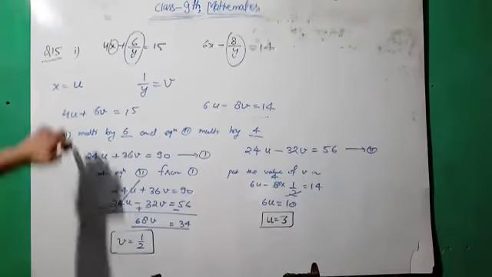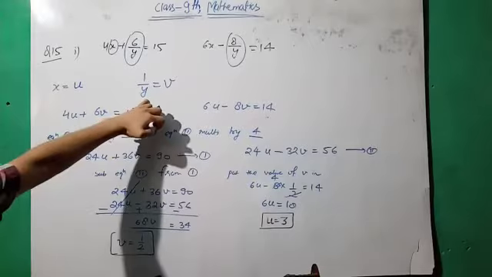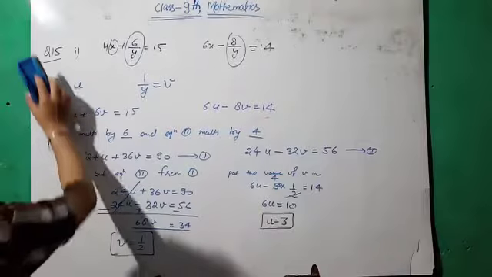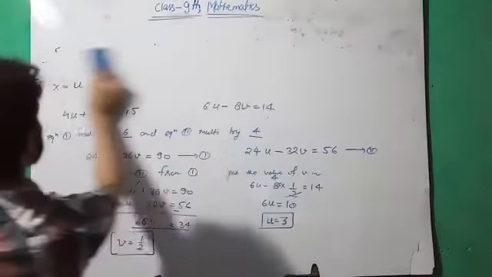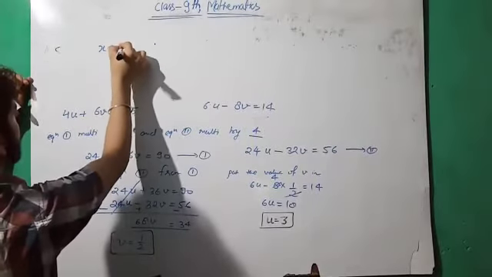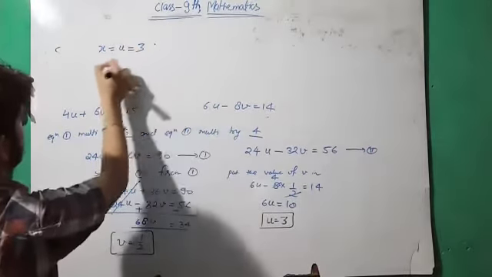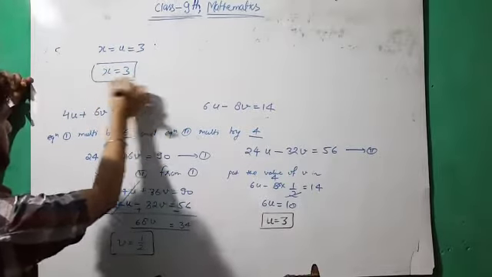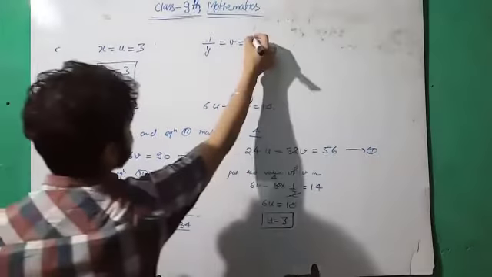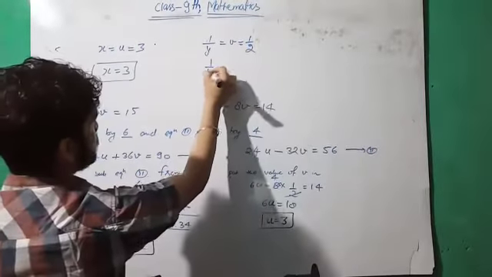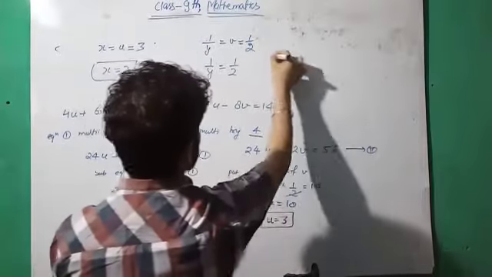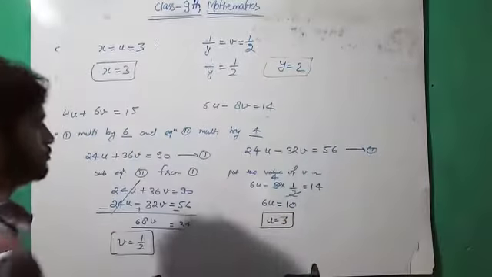Now we have to compare these values. 1 upon y equal to v, and v equal to 1 by 2. The simple thing is that x equal to u, and u equal to 3, so the value of x equal to 3. And 1 upon y equal to v, and v equal to 1 by 2. So compare: 1 by 2 equal to 1 by y, so the value of y equal to 2. We have to find the values of x and y, and x equal to 3 and y equal to 2. This is the final answer.